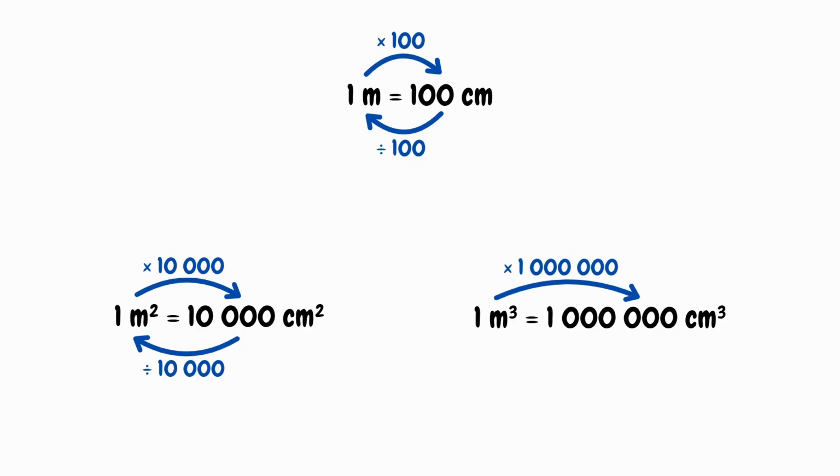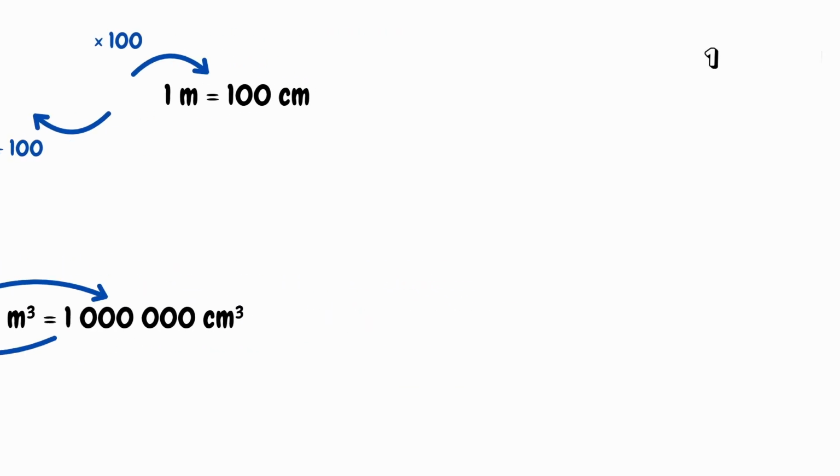And then to get back from centimetres cubed to metres cubed, I would divide by 1 million. So hopefully now we have a better understanding of how to use our area and volume unit conversions. So we're now going to try this out on a few practice questions. So feel free to pause the video here and have a go at these, and we'll go through the solutions in just a few moments.